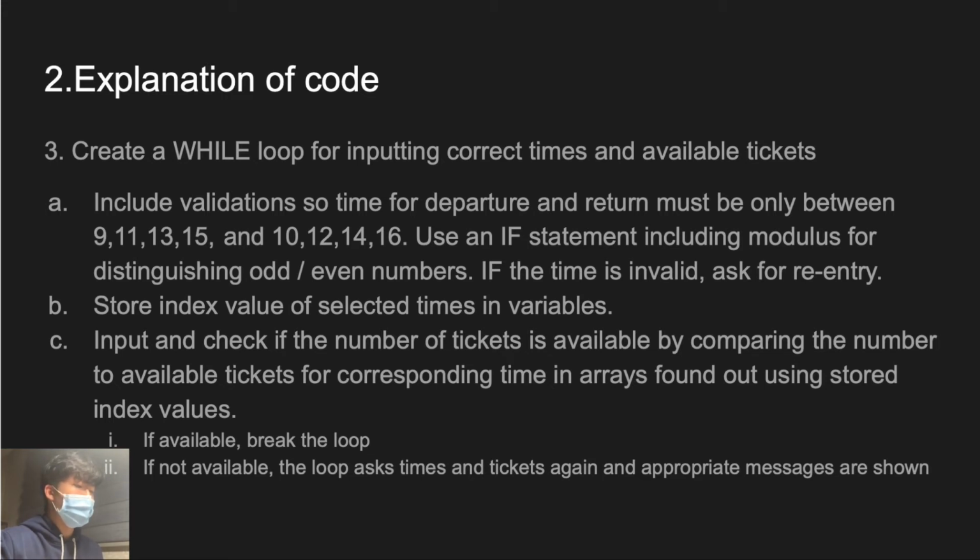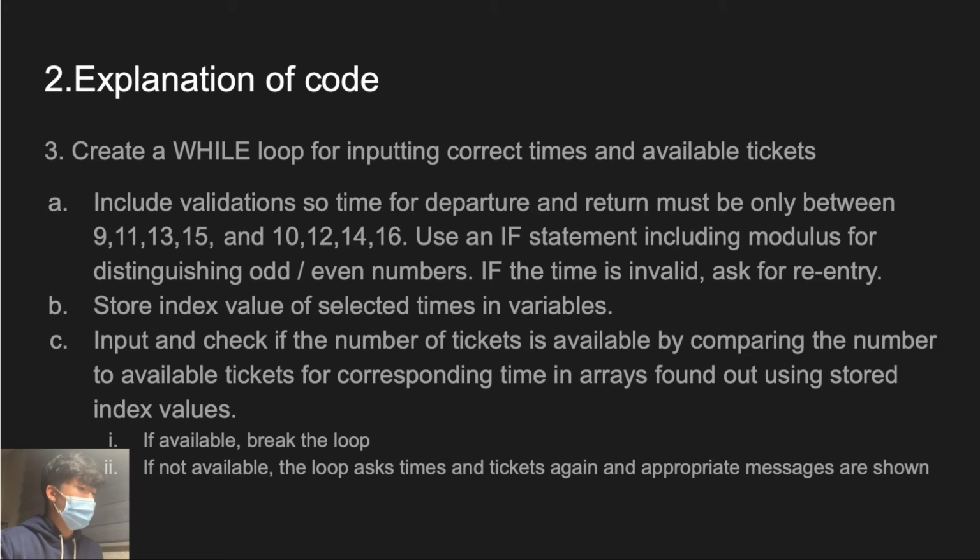If the time is invalid, ask for re-entry. And then store index value of selected times in variables. Input and check if the number of tickets is available by comparing the number to available tickets for corresponding time in arrays found out using stored index value. So if it's available, the loop will break, and if it's not available, the loop asks time and tickets again, and appropriate messages will be shown.